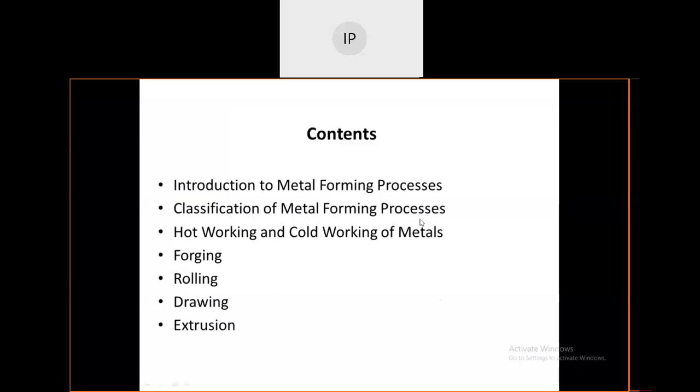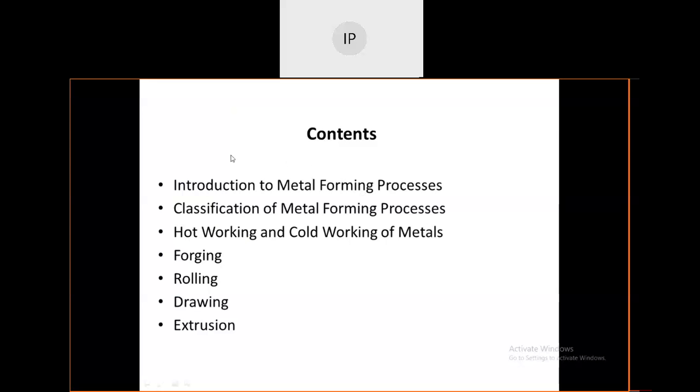Before I start these concepts, first we see what is meant by metal forming process and the classification of metal forming process. As I told, manufacturing science is nothing but taking any raw material and making it into the final product by using different manufacturing processes. So what are the different manufacturing processes? Metal cutting or machining is one type. Already we studied this concept.